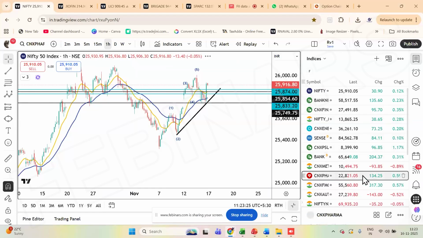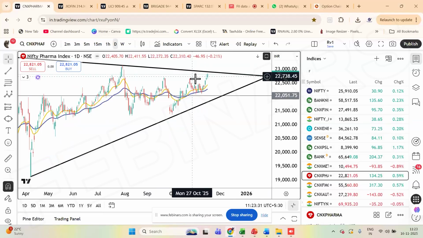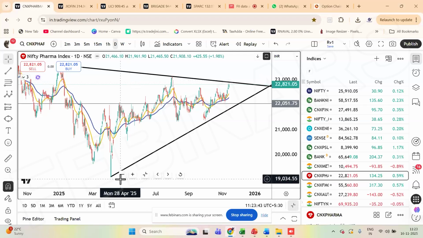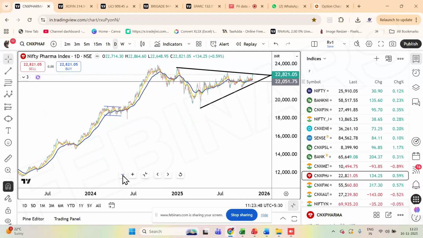Which of the sectors are doing good? I would prefer pharma. There might be consolidation on an hourly basis, but we are seeing a resistance here. If we take out the 23,000 mark, the magic number, pharma is going to blast, my dear friends. Pharma is going to blast and outperform.